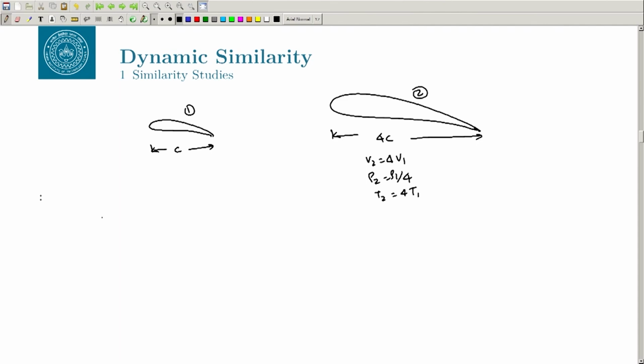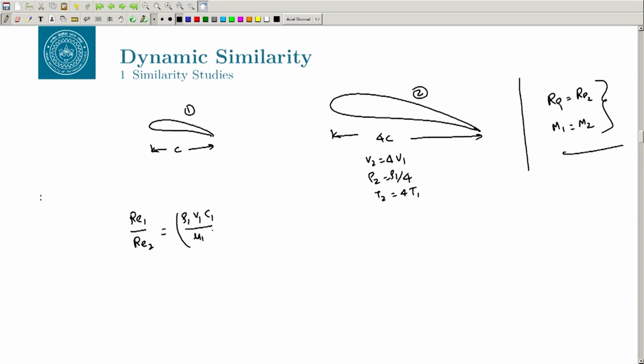So, let us take the ratio of Re1 versus Re2. What we need to match is that Re1 should be equal to Re2 and M1 should be equal to M2, for the dynamic similarity. So, let us take this example, Re1 by Re2. Re1 is rho 1 V1 C1 by mu 1, and Re2 would be rho 2 V2 C2 by mu 2.